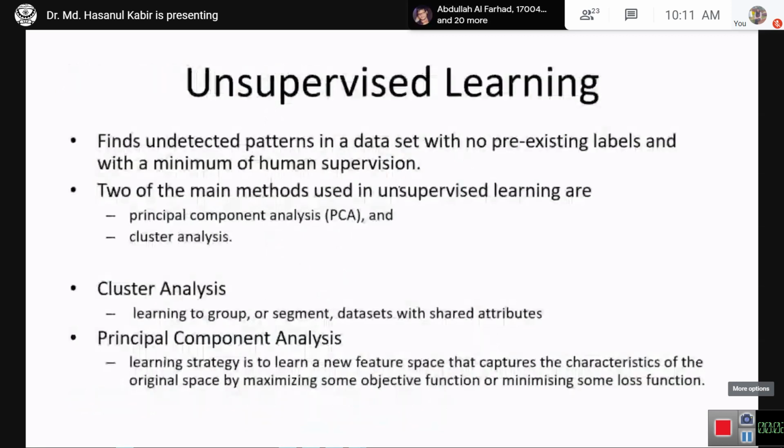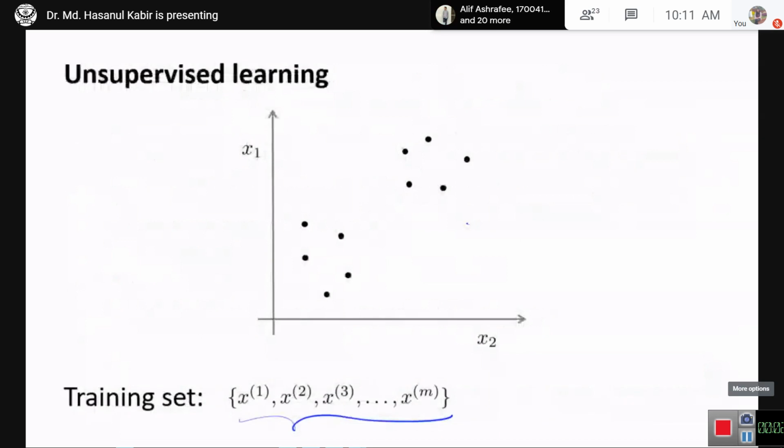Unsupervised learning means we want to find undirected patterns in the data where the labels are not given and there is minimum human supervision. So we want it to be automated. For example, it can happen that you have some more samples here, something like this. So in this particular example, how many clusters are there?